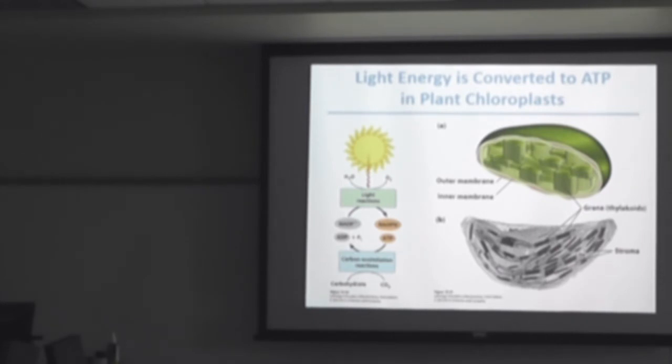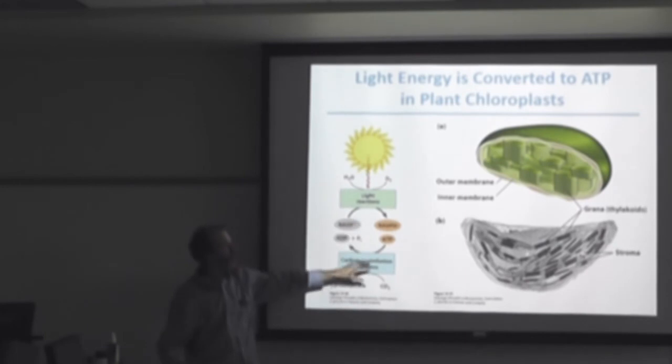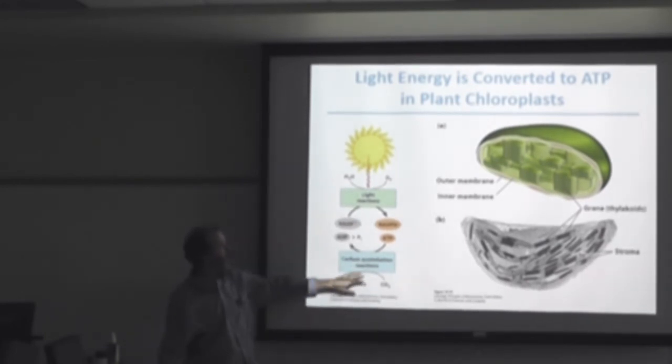So light energy is converted to ATP in the plant chloroplast, and it's a similar type of process, but rather than getting the electrons directly from NADH from burning sugar or fats, we capture those electrons from water using light as the energy source. And it's broken up into two different phases. You have the light reactions and then the dark reactions, aka the carbon assimilation reactions.